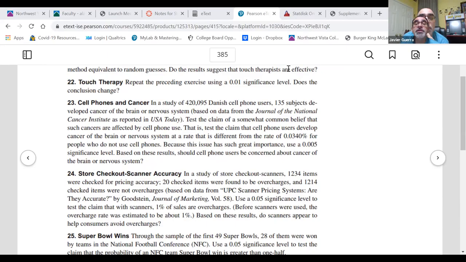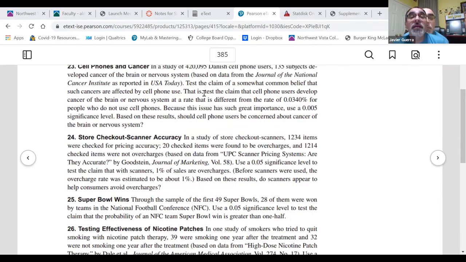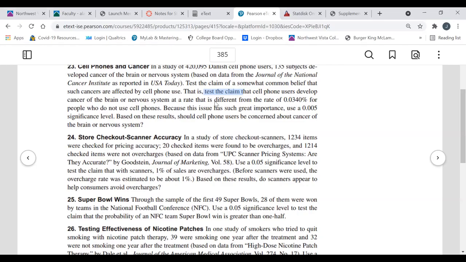All right, so let's look for the keyword. We're looking for the words test the claim. I know these are P's because this number is a percentage, right? Okay, so I'm looking for the inequality symbol. Let's see who can find it. There's the test the claim, but what's the inequality symbol? Is it less than, greater than? What word are they using? There it is. Different from. What does different from mean?